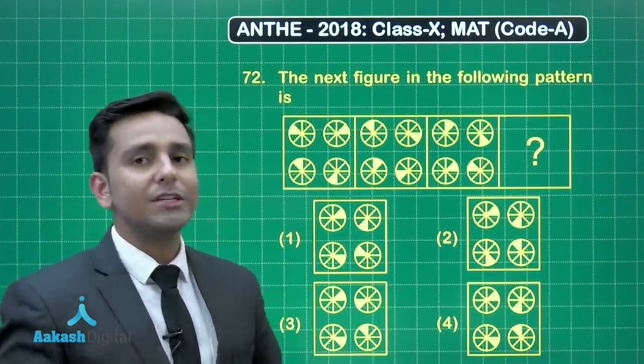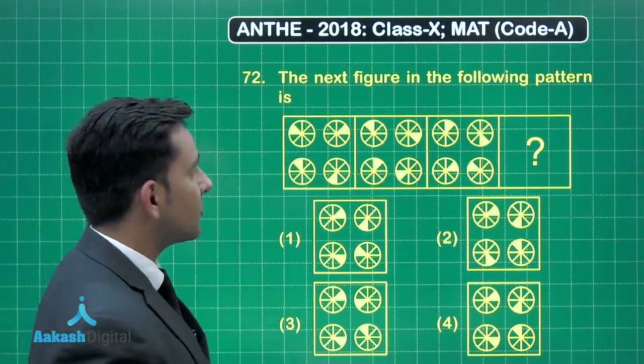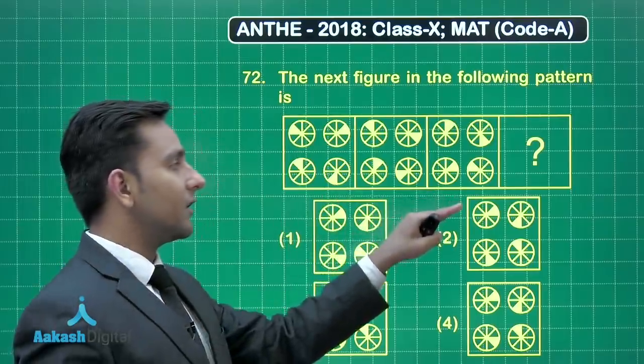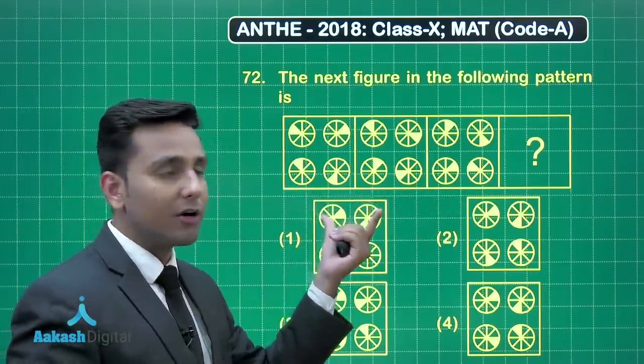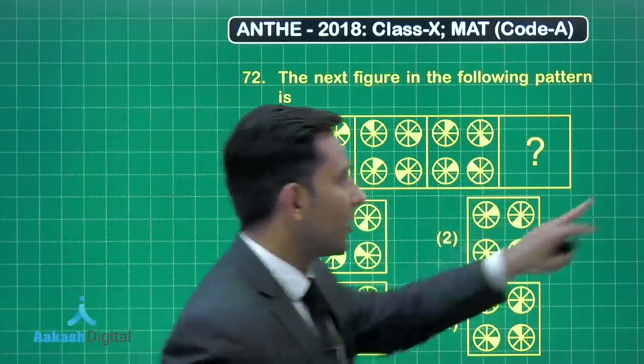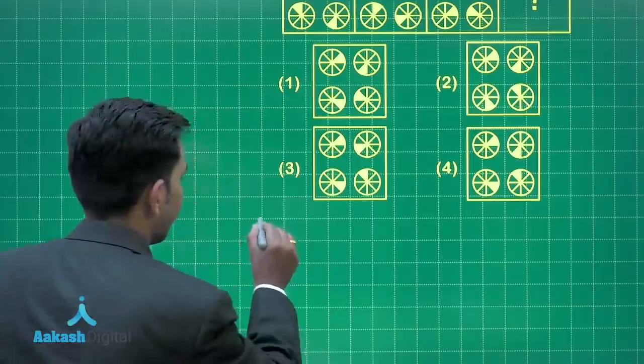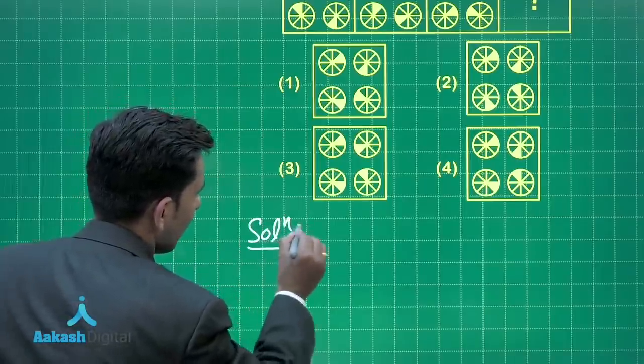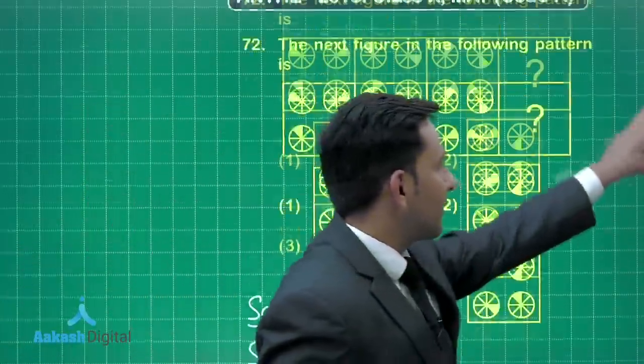Now friends, let's solve question number 72. This question is based on series. First we have to find the pattern in the given sequence of figures. We'll apply the same pattern to find the figure which will replace this question mark. Now come to the solution. Let's find the pattern in the given figures.